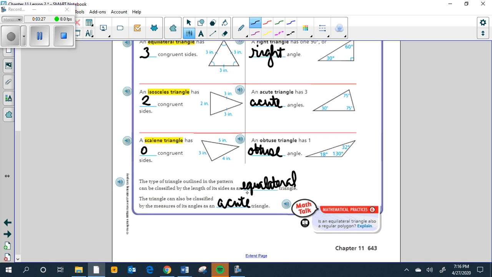So let's take a look at the math talk. Is an equilateral triangle also a regular polygon? Well, remember, if something is regular, it means that all of the sides and angles are the same. So would that be true of an equilateral triangle? Are all of the sides and angles the same? Yes. So that means that an equilateral triangle is a regular polygon.